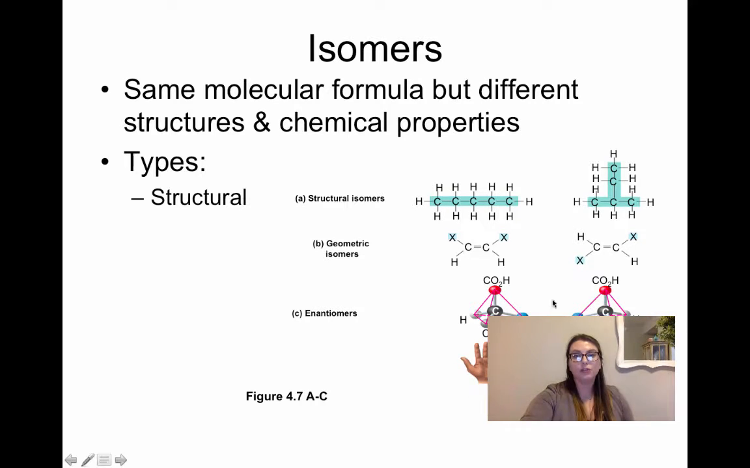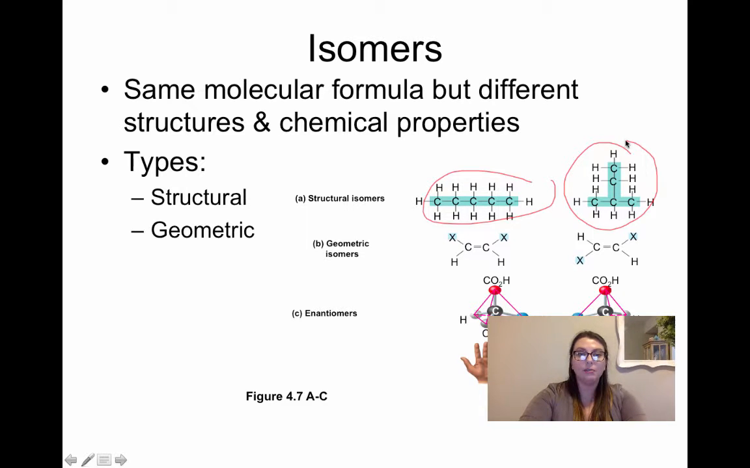We have structural, and you can think of those as 1-story or 2-story. So this type of isomer has the same number of carbons, but in a different arrangement. So it also has different chemical properties.